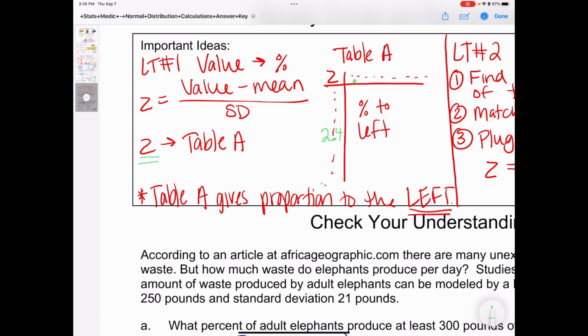And remember, if I have 2.4, and then I have 0.01, or 0.00, 0.01, 0.02, 0.03, and so forth. And let's say I want that one, I would go here, and that would be my answer. So this would be z-score of 2.43, and this would be the percentage corresponding to the z-score of 2.43.